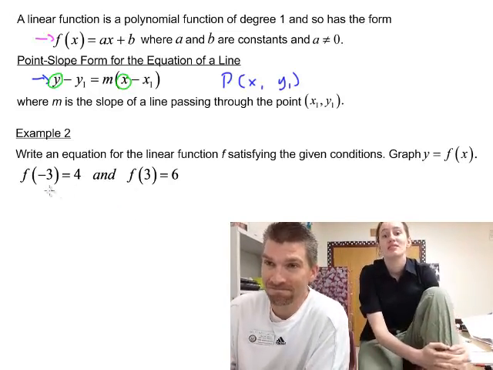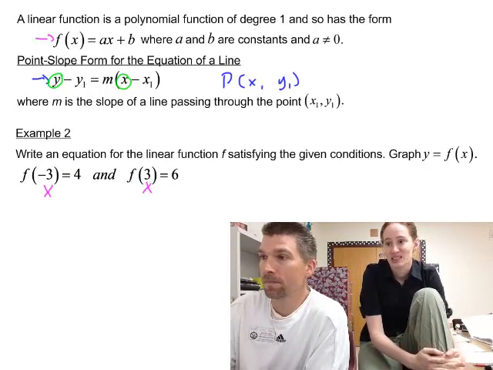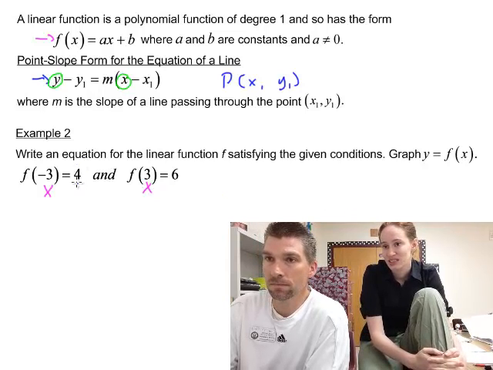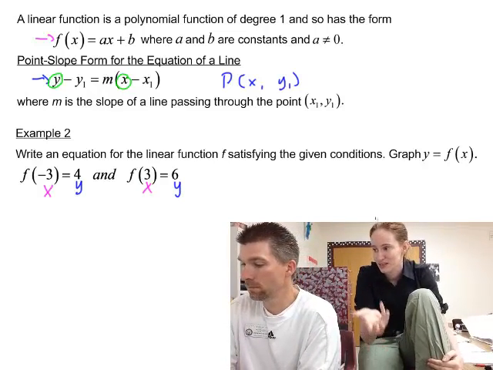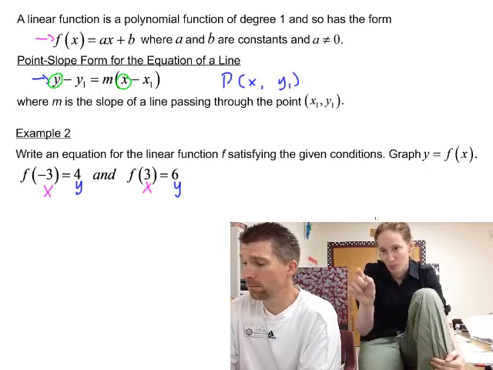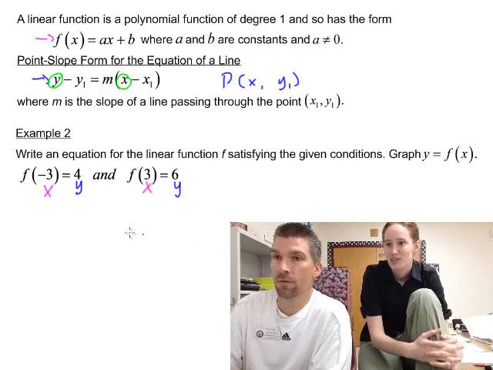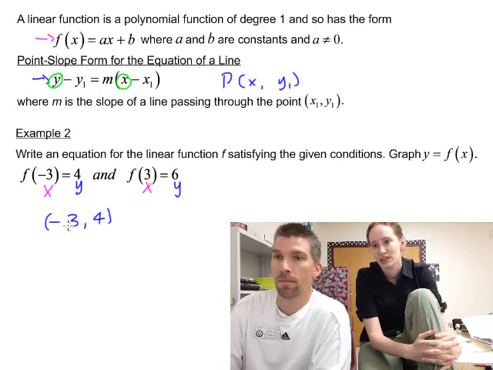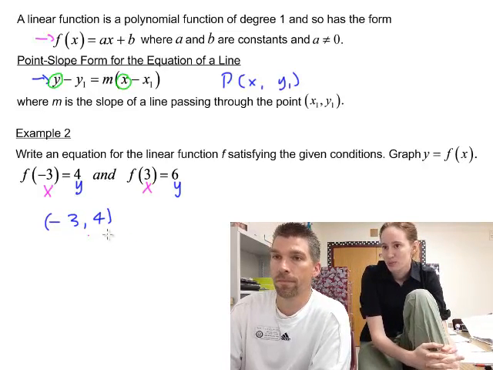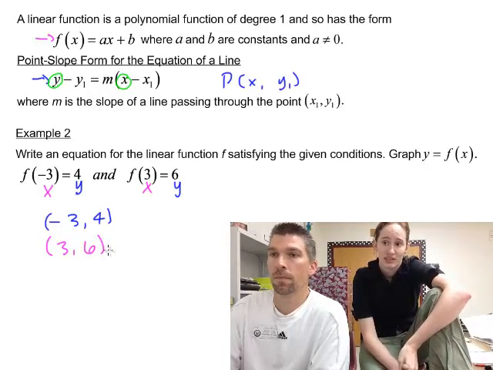Example 2. This is exactly like some of the problems in our assignment. Write an equation for the linear function f satisfying the given conditions. The way they wrote this is weird. They are telling us about 2 points, because in f of x, what's in the parentheses is what x is. So our first point is -3, 4, from f of -3 equals 4. And our second point would be 3, 6, because we have f of 3 equals 6.